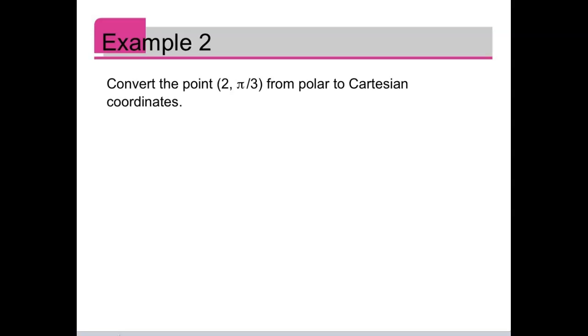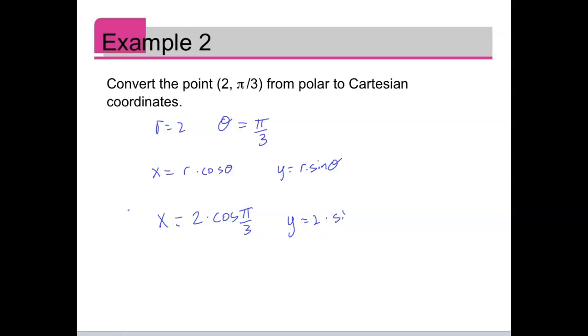All right, so say I have the point 2 comma pi over 3, that's in polar coordinates, and I want to convert to Cartesian coordinates. So I know that r equals 2 and theta equals pi over 3. And so Cartesian coordinates are xy coordinates. I'm going to use that conversion that we had a couple slides ago, which is x equals r cosine theta and y equals r sine theta. So my x coordinate is 2 times cosine pi over 3, and my y coordinate is 2 times sine pi over 3.